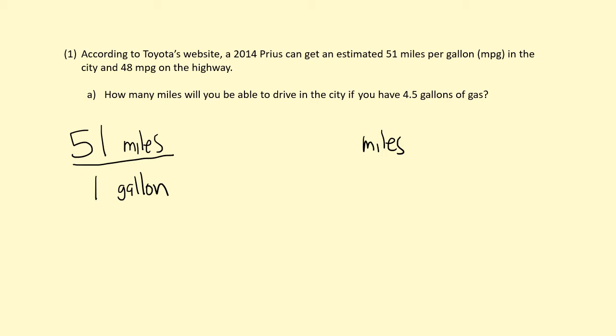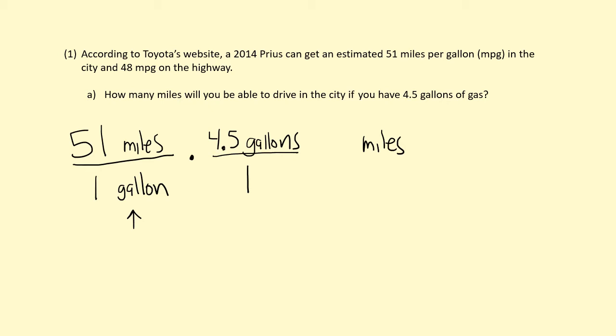Here's what I mean. If we want to get rid of these gallons on the bottom here, we want only miles in our units. So what I'm going to do is multiply this by another fraction with gallons in the top. And that will cause these two things to cancel. And we have our number of gallons here that we can use. We're told that we have 4.5 gallons. And since that's not a rate, we can just put that over 1. Remember, you can do that with any number to make it into a fraction.